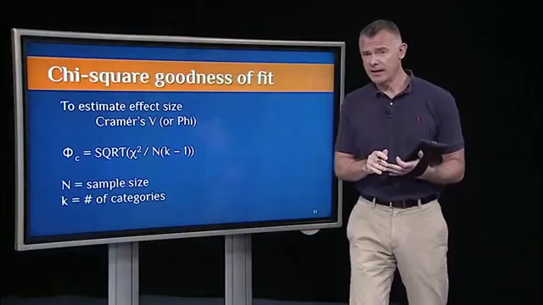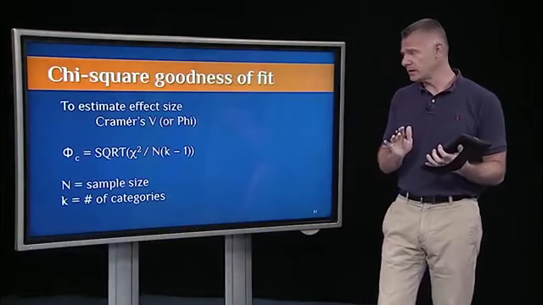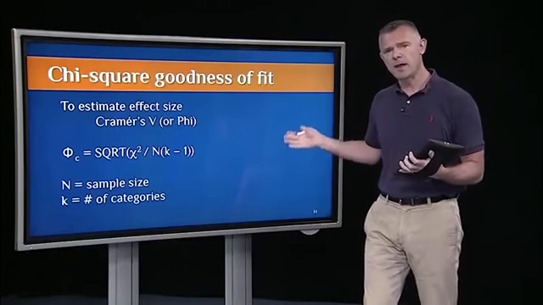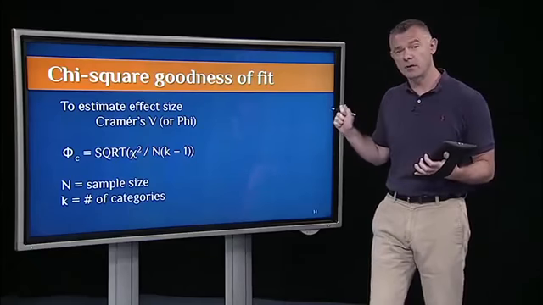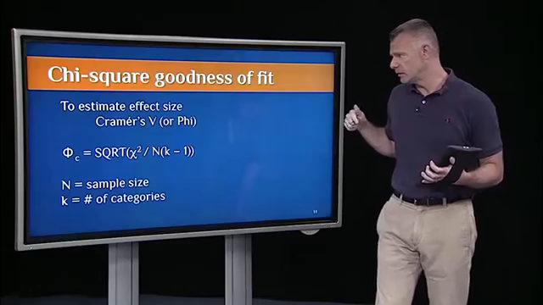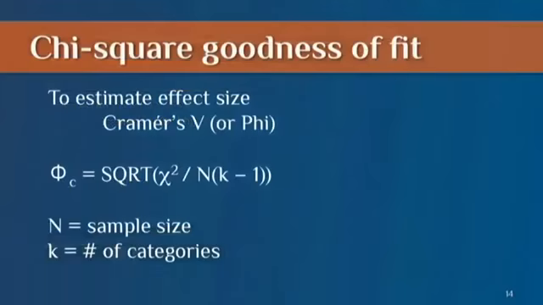Since this is an NHST, a null hypothesis significance test, we're also going to supplement that with an estimate of effect size. The way to do that with a chi-square goodness of fit is to look at Cramer's V, or Cramer's phi. The way to calculate that is to take the square root of the chi-square over sample size times k, the number of categories, minus 1.